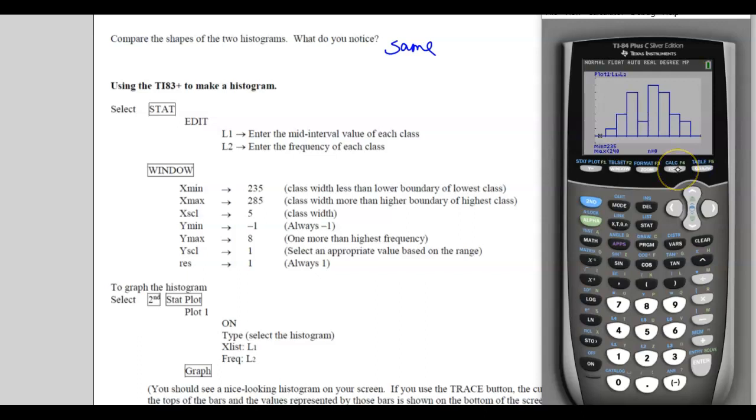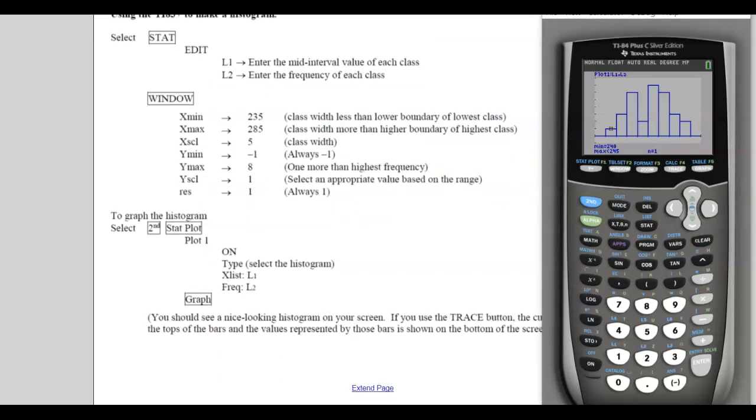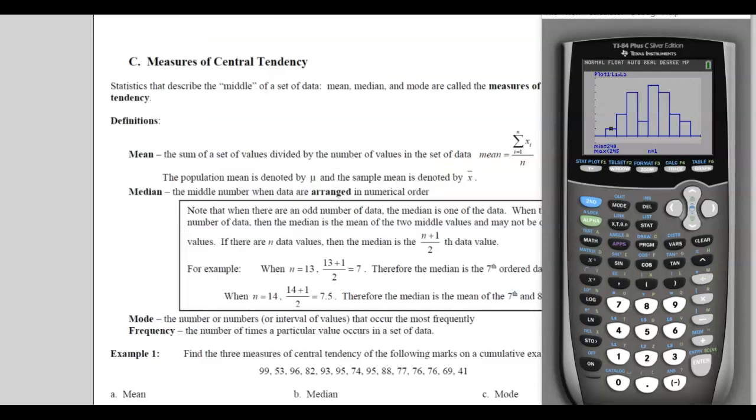If you go trace, it'll go to that midpoint of each top of the bar. And notice how it says in this bar, goes from 240 to less than 245. Okay? And it tells you the frequency. So that's just kind of fun. You know how to do.